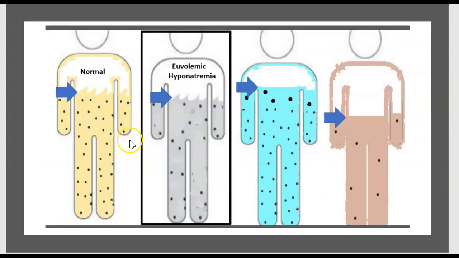Osmotic diuresis is a hypovolemic hyponatremia. There is euvolemic hyponatremia with a normal body volume, hypervolemic hyponatremia, and hypovolemic hyponatremia.